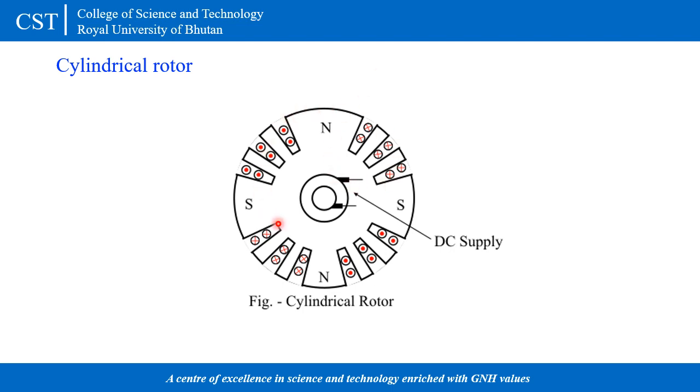Here we can see that this is the rotor, and the outer surface is in cylindrical shape, so we call it cylindrical rotor. The air gap is uniform here.